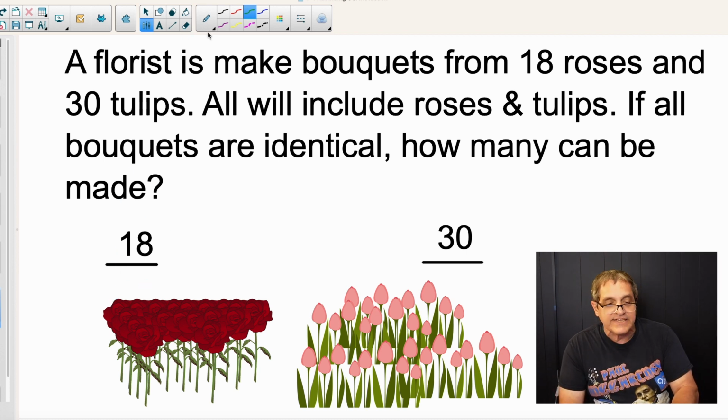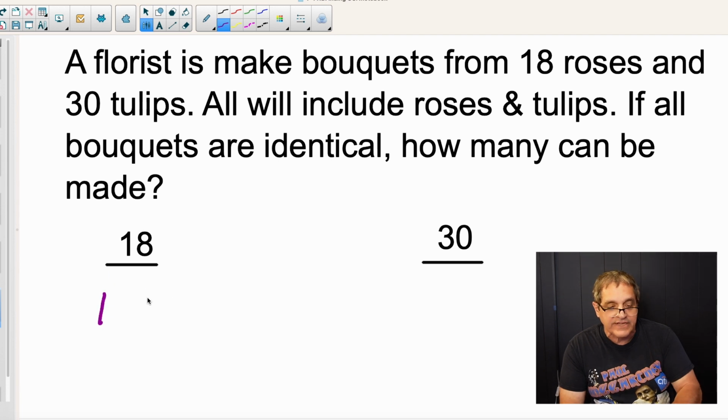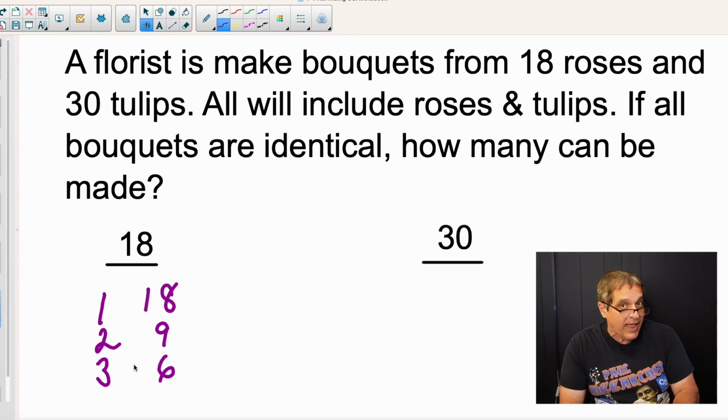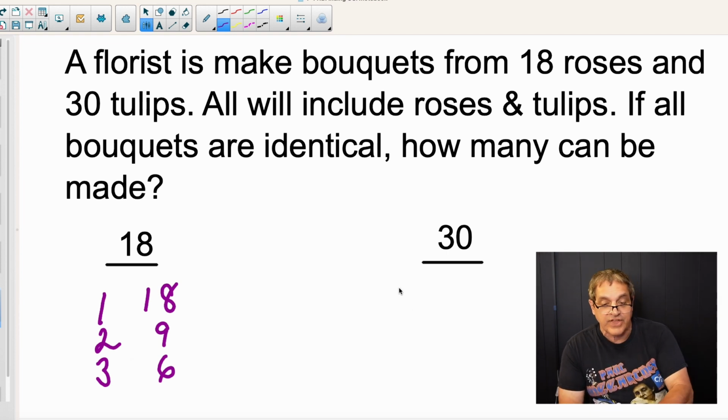So we're going to look at 18. Again, we're going to start with 1 and 18. Does 2 go into 18? Yes. 2 times 9. Does 3 go into 18? Yes. 3 times 6. Now, my missing numbers are 4 and 5. Will 4 go into 18? No. Will 5 go into 18? No. So I know I've covered everything. I have all of the factors of 18.